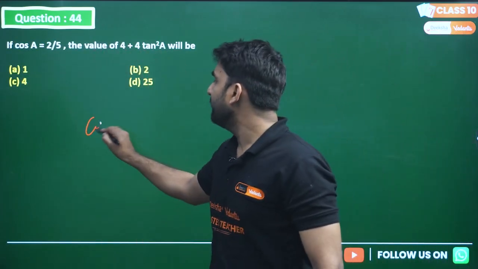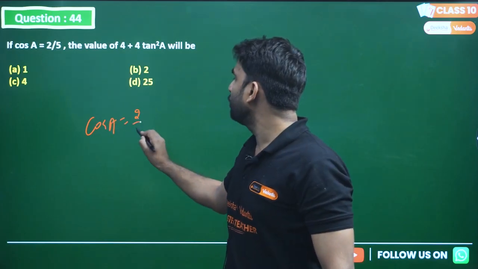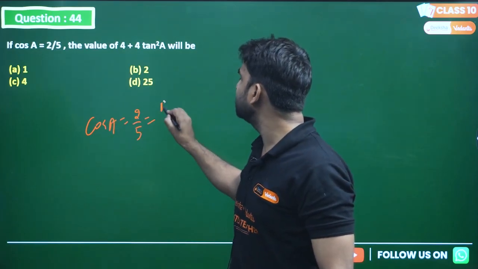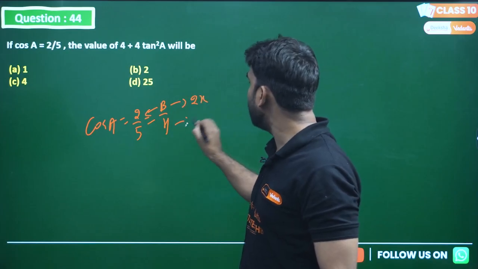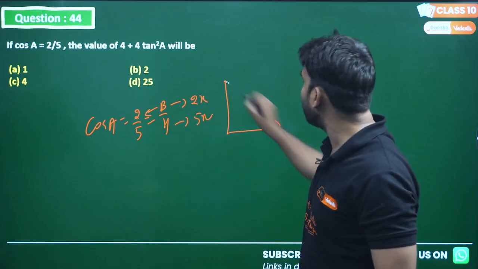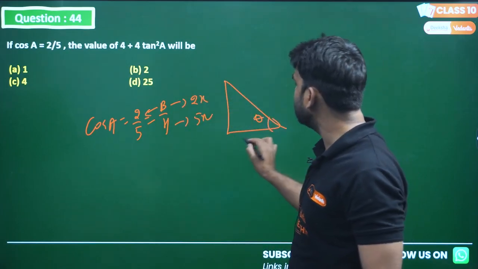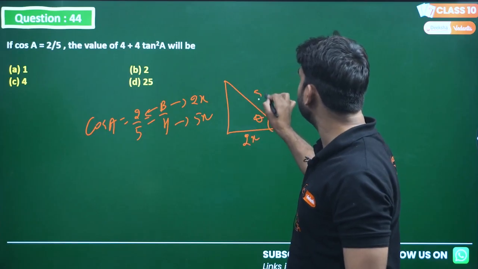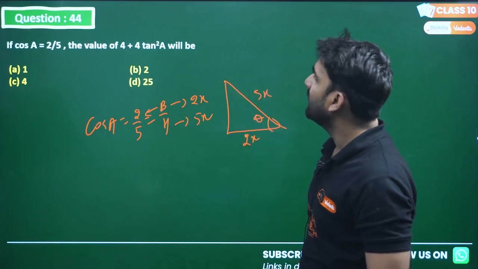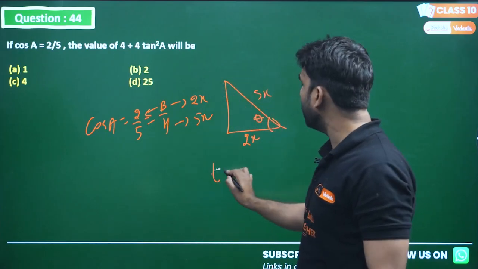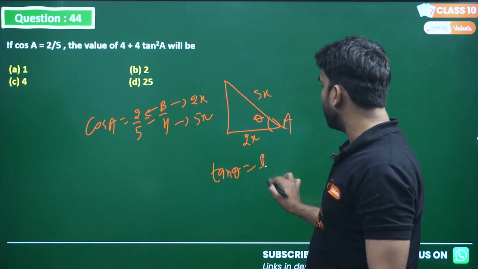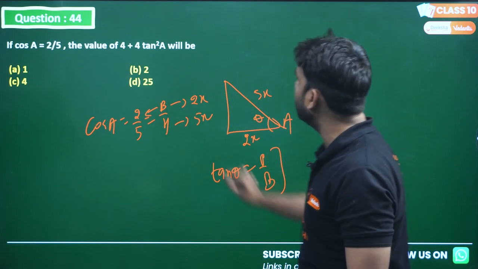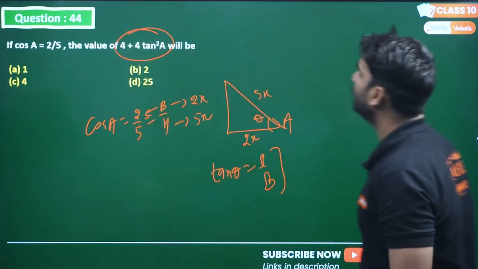My dear, if cos A equals 2 by 5, we can consider this is base and this is hypotenuse. Base will be 2x and hypotenuse will be 5x. Now draw a triangle, take theta here, base is 2x and hypotenuse is 5x. Now you can find this value, and if you get the value, you can find tan A, perpendicular by base. Once you get the value of tan A, put it here. By putting the value, you can get the result.